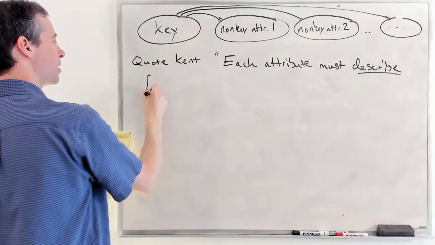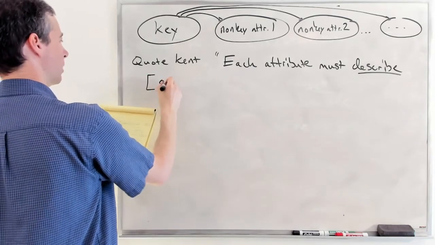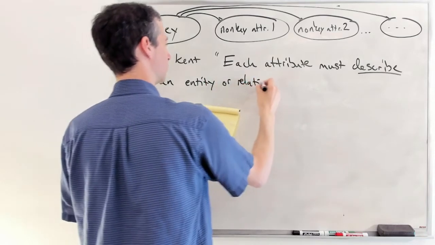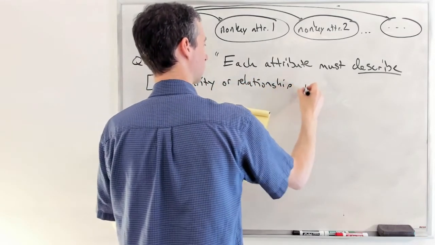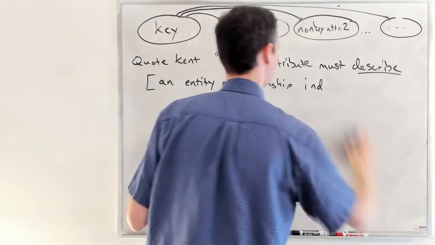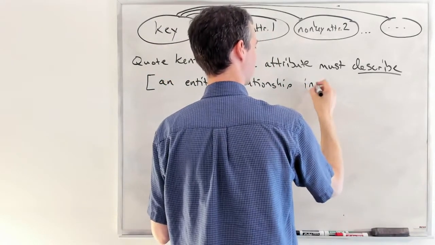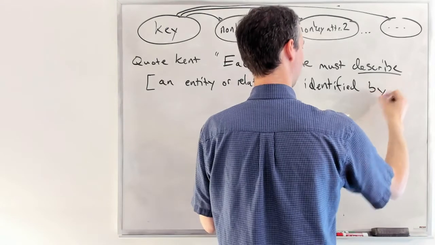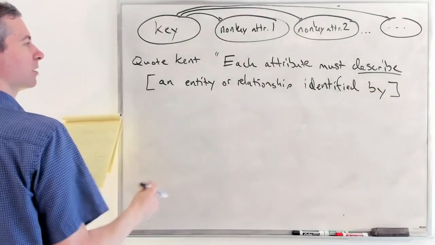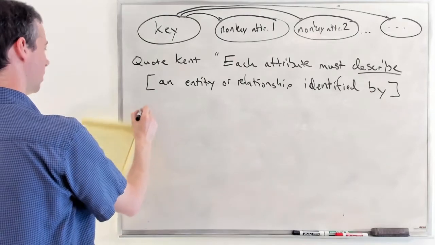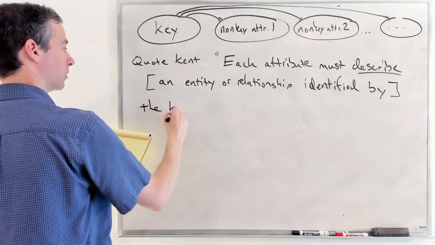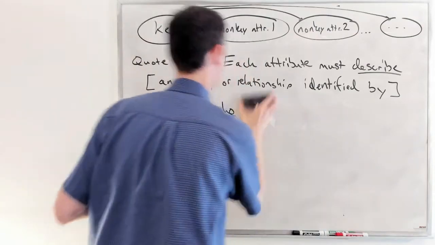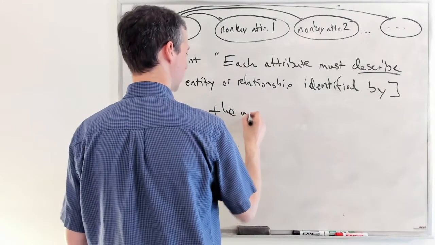And then they actually, obviously, he's left this out and they've added this: must describe an entity or relationship identified by the key, the whole key, and nothing but the key.